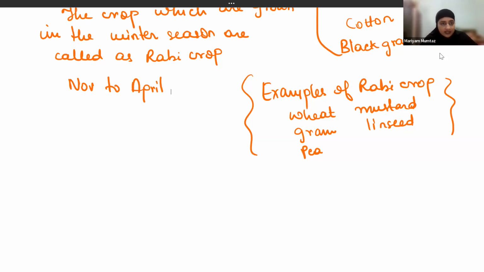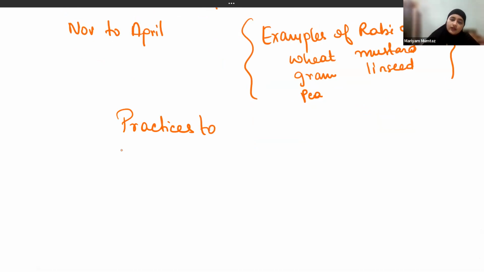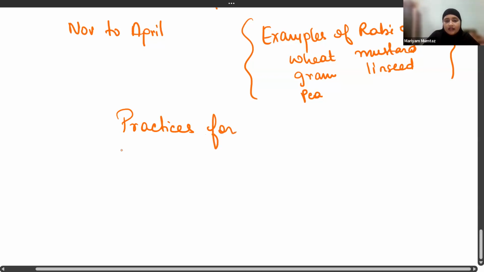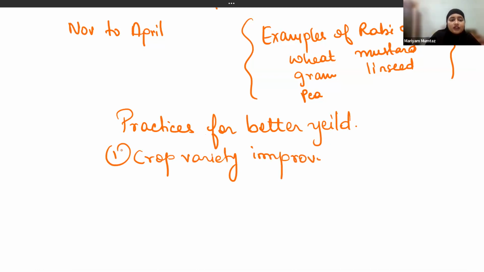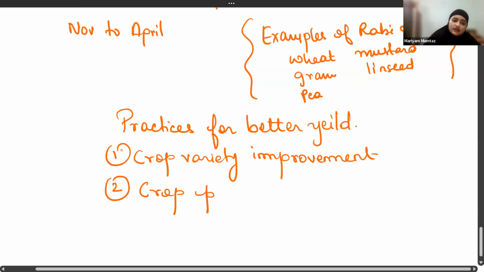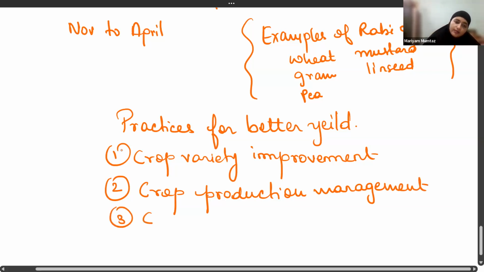So you can write down what those practices are. Write down practices for better yield. What are the practices? The first practice is crop variety improvement. Then you write down crop production management. And the third one is crop protection management.